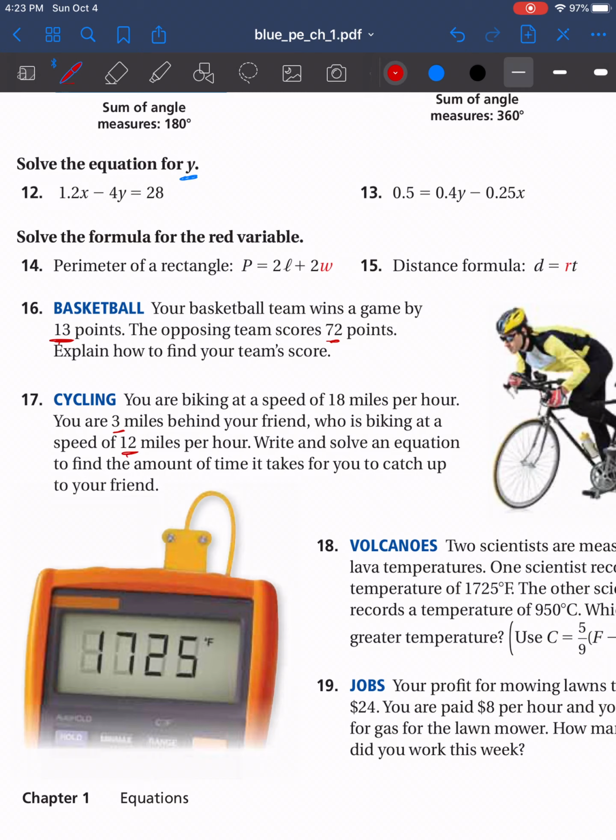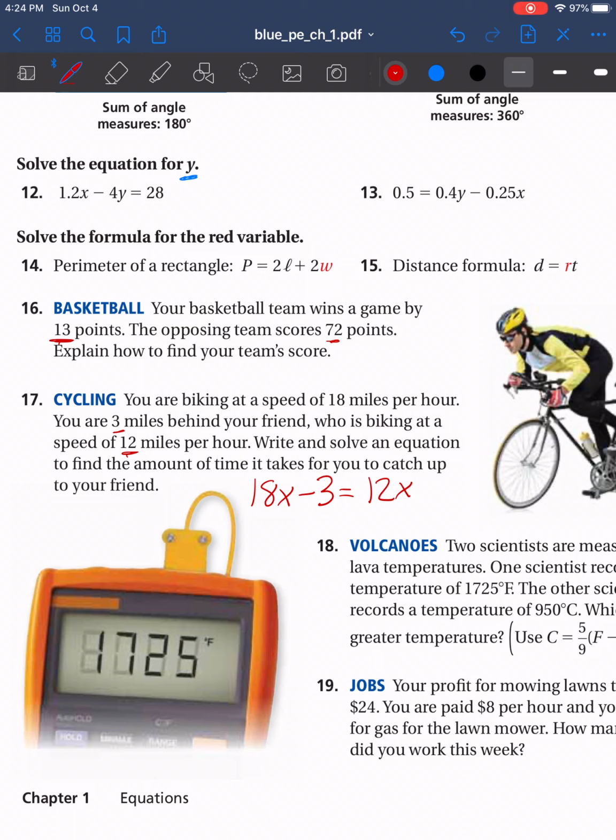Write and solve an equation to find the amount of time it takes for you to catch up to your friend. Okay, so let's see here. I know that you are going 18 miles per hour. Now we don't know too much. We only know that you're 3 miles behind. So I'm going to say you go 18 miles per hour. X is, we don't know how many hours, right? But I'm going to subtract 3 because you're 3 miles behind. And your friend is going 12 miles per hour.